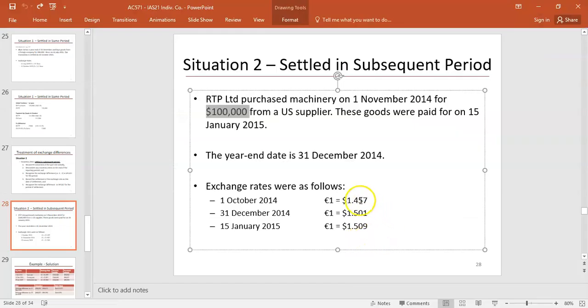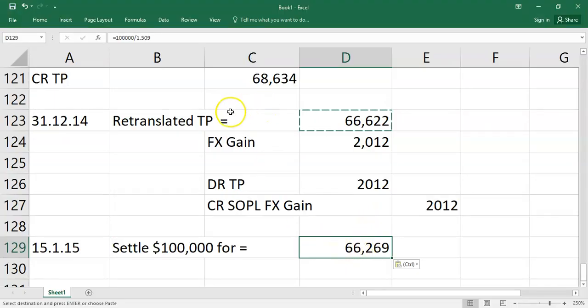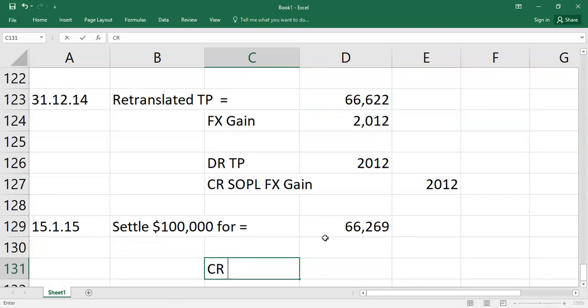So what we're saying here now is, what's going to be the entry? So think about it now. Can you do the debits and credits? Pause this recording and try the debits and credits to make sure you understand it. So I'm going to credit bank.